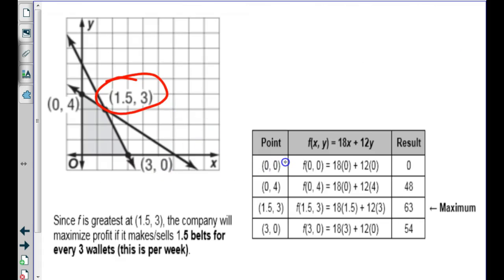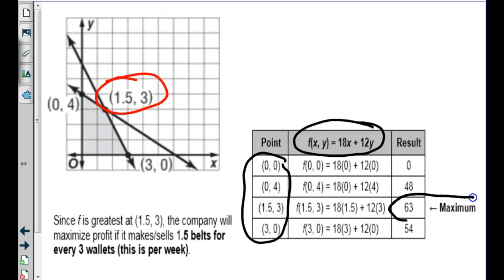Now, these are the corners. This is the profits. They plugged them all in. They found the maximum profit was here, $63, if they make 1.5 belts and 3 wallets a week. That is a really weird number, but could they leave half a belt done and finish it the next week? So they're just trying to maximize the use of their machines.